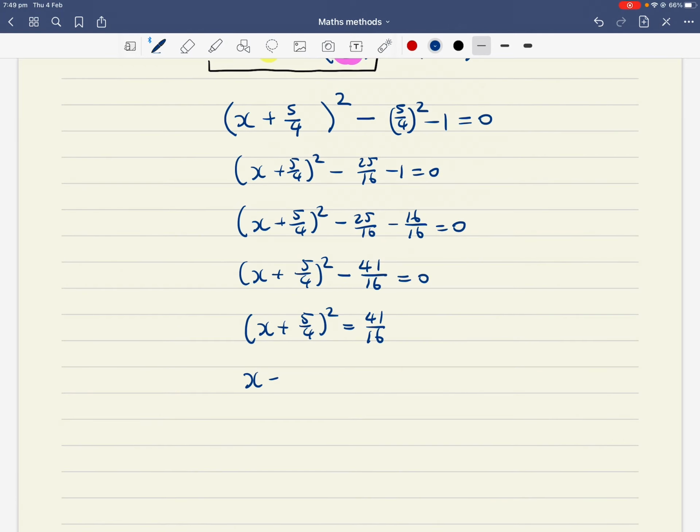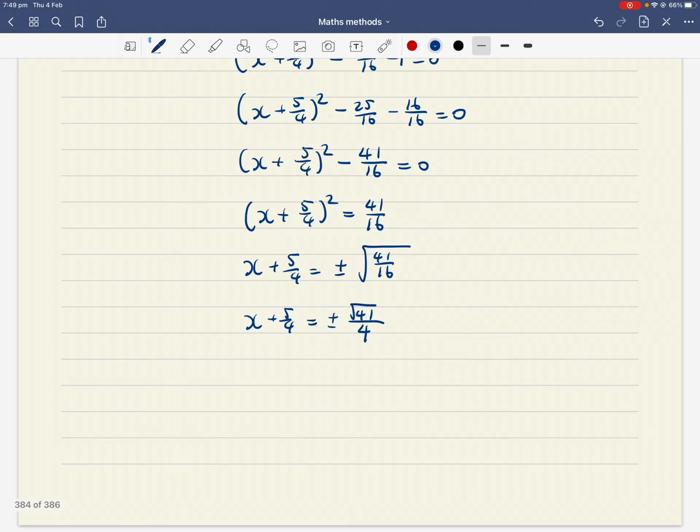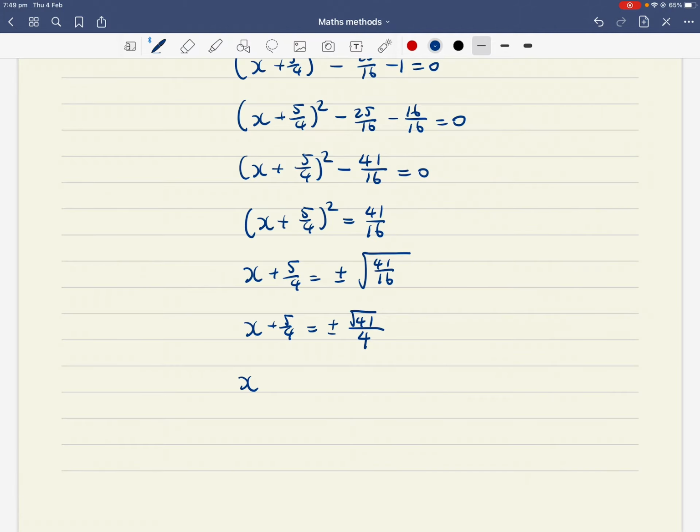Opposite of squaring is square rooting. And don't forget the plus minus. 41 over 16. So that's x plus 5 on 4 equals plus or minus. You can simplify the surds into square root of 41 over 4, and then we can rearrange the fraction on the right hand side, which gives us plus minus square root of 41 all over 4, subtract 5 over 4.